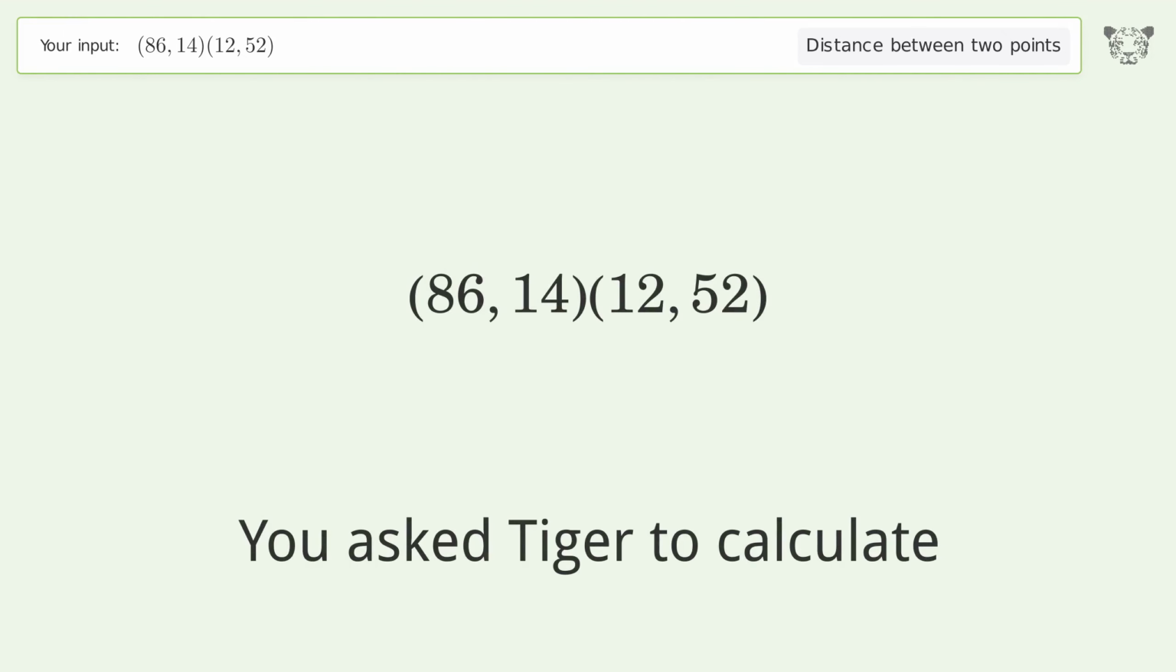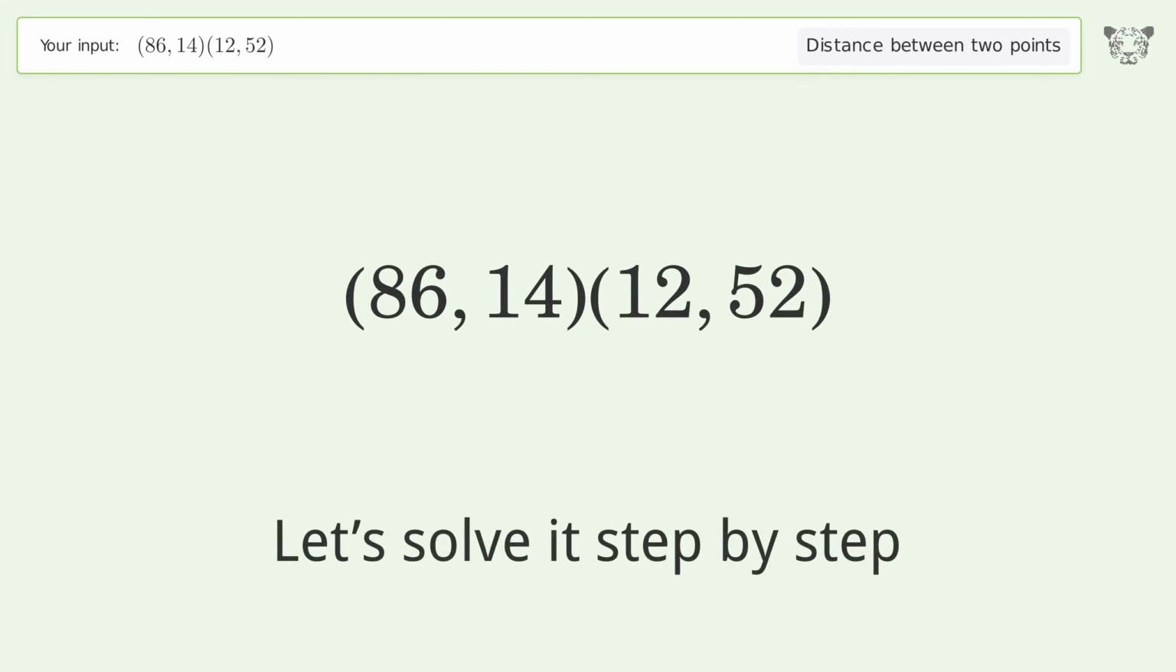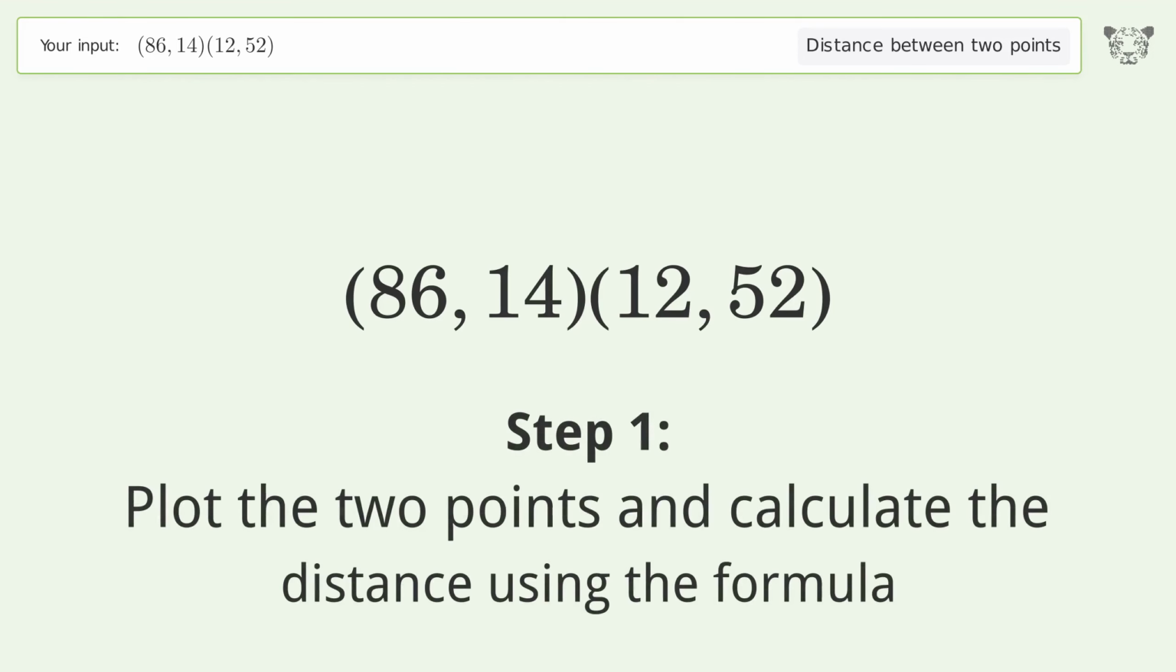You ask Tiger to calculate. This deals with the distance between 2 points. The distance between the 2 points is the square root of 6,920, or 83.187. Let's solve it step by step. Plot the 2 points and calculate the distance using the formula.